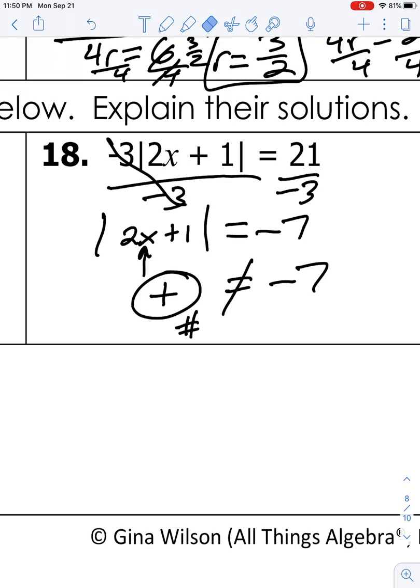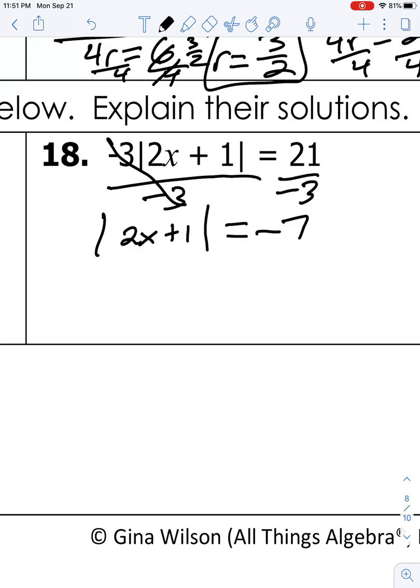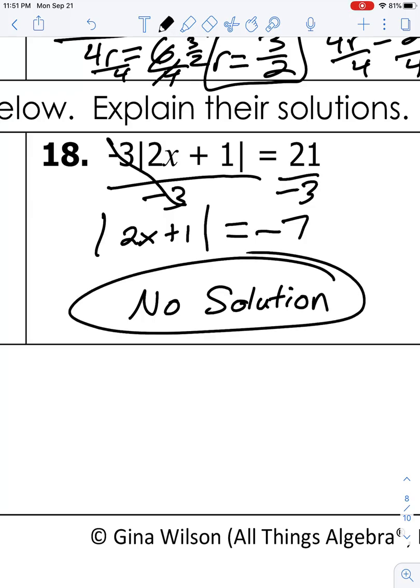I drew this plus sign because it can be any number that I put in. It can be a negative number that I put in. I could put in negative 500 billion million, and it's not going to matter. Whenever I take the absolute value of negative 500 billion million times 2 plus 1, it's going to turn it positive. A positive number can never equal a negative number. So an absolute value, which turns everything positive, can never equal a negative number. So, no solution. No work needed.